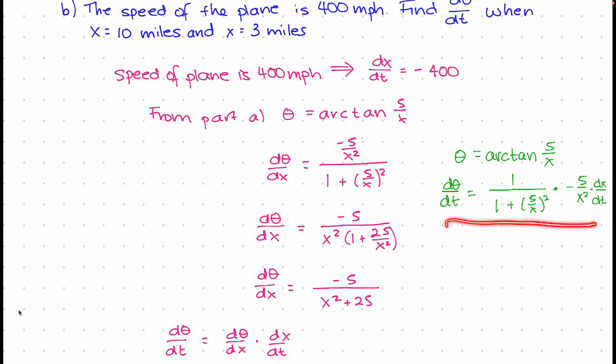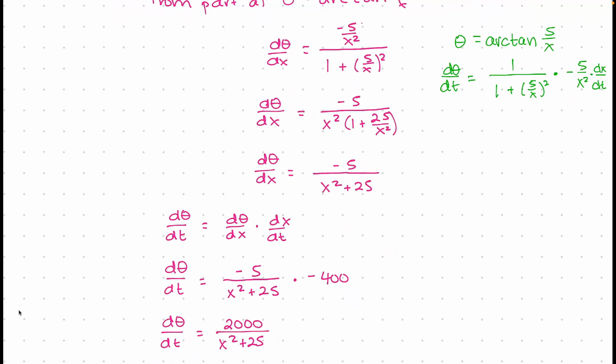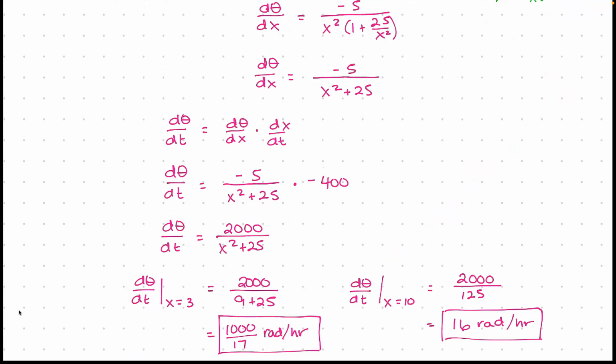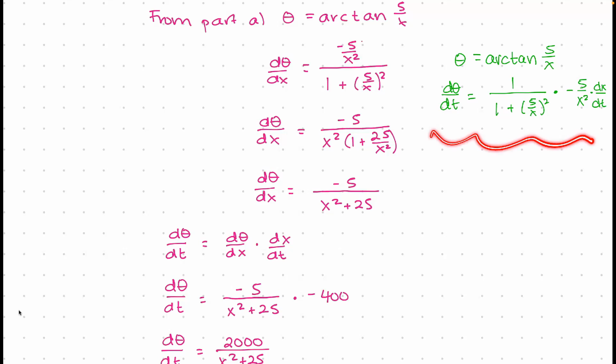So any questions how I got this? Which essentially should be what I end up with down here. So this will be equivalent to this when you get rid of the complex fraction and stuff. And then I've just plugged in dx dt as negative 400. And so then once you get here, then it's pretty straightforward because you're just letting x equal 3 or x equal 10. So the key was the implicit differentiation part, related rates. Any questions about that?